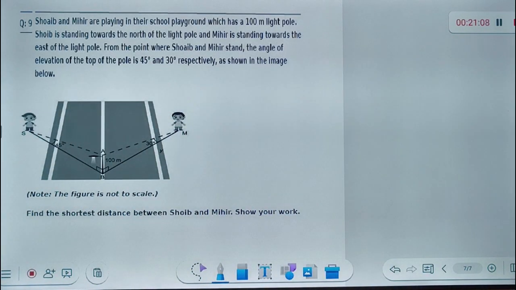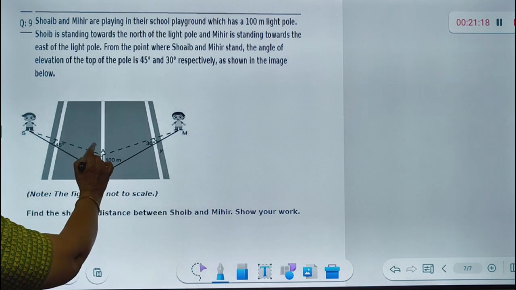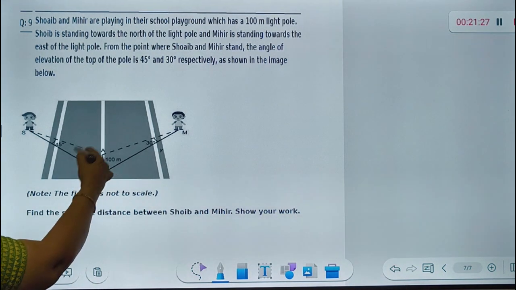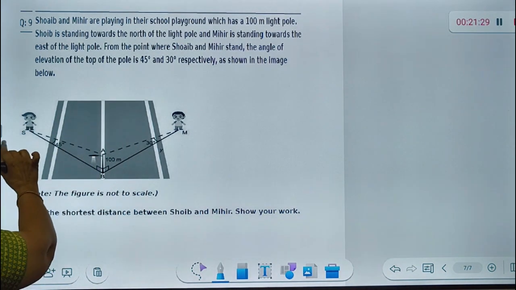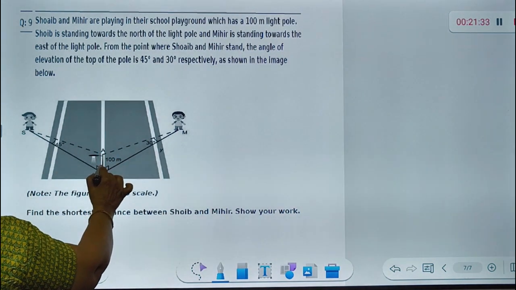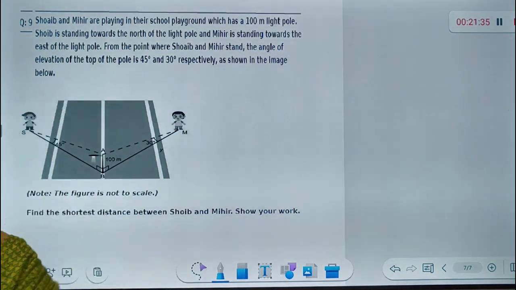Now, look at this problem. Shoaib and Mihir are playing in the school playground, which has a 100 meters light pole. So, this pole is 100 meters. Shoaib is standing towards the north of the pole and Mihir is standing towards the east of the pole. So, the directions are given. This is north of the light pole. This is the pole. And Mihir is standing towards the east of the light pole.